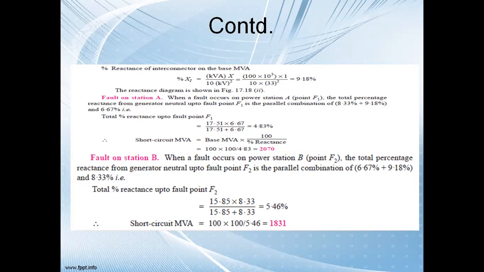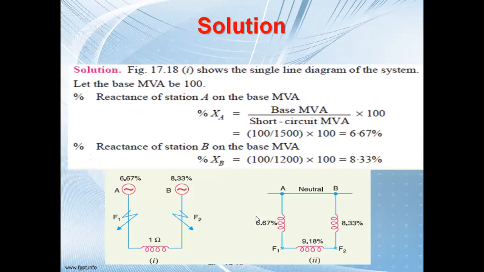No, sir. Okay. So now let us calculate for this case. If the fault is occurring here, at F2, what should be the short circuit MVA? In that case, this branch and this branch will be in series. Now the equivalent combination will be in parallel with this particular branch, 8.33%. Then we'll take the equivalent of that, and apply the short circuit MVA formula, that is base MVA into 100 by percentage reactance.